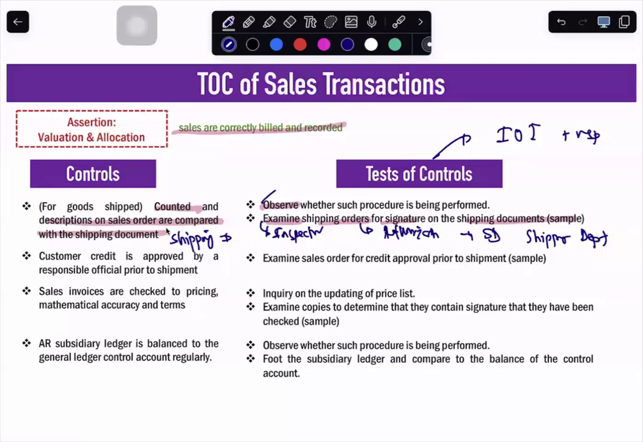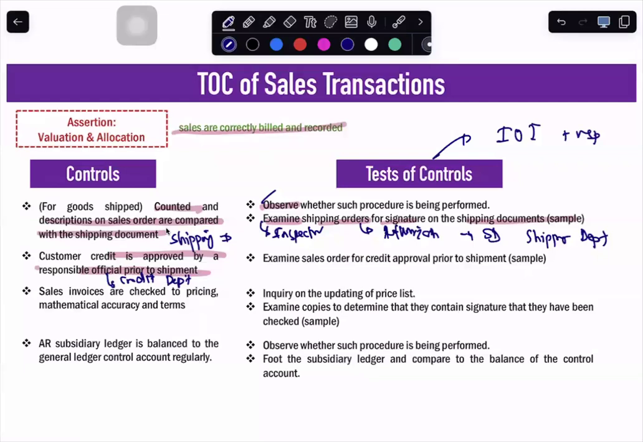Next, customer credit is approved by a responsible official prior to shipment. So when we say customer credit is approved, this talks about the function of your credit department. If you still remember earlier, we said that for the credit department, once there's a sales order, they will first approve the sales order. The credit department wants to approve that because we look into whether the customer can pay or not. That is to minimize possible exposure for default. So here, we want that the credit department will approve the SO.